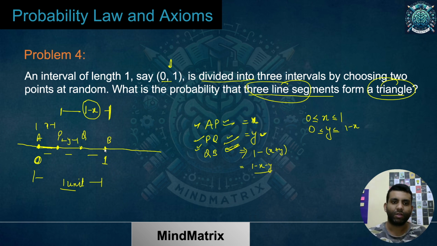Okay, so we have made these conditions on P and Q, because AP, PQ and QB are formed by P and Q only.